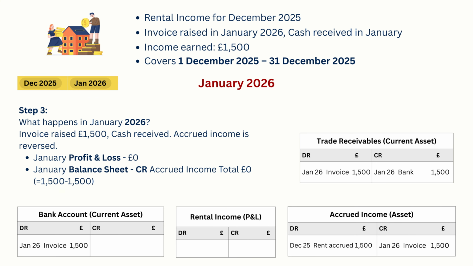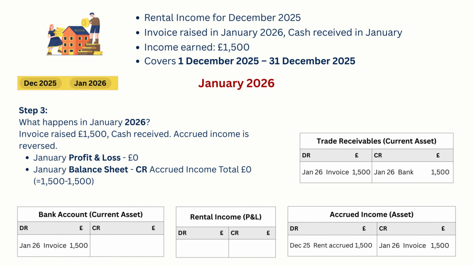Now let's look at what happens after the income has already been accrued. When the invoice is raised, the business now has a trade receivable. The customer owes us money. At that point, we reverse the accrued income because it is no longer accrued. It has now been invoiced. The entry is debit trade receivables and credit accrued income. This removes the accrued income from the balance sheet and replaces it with a receivable.